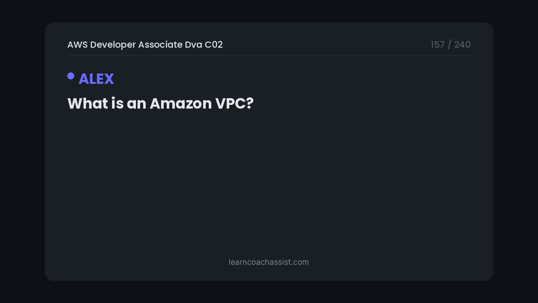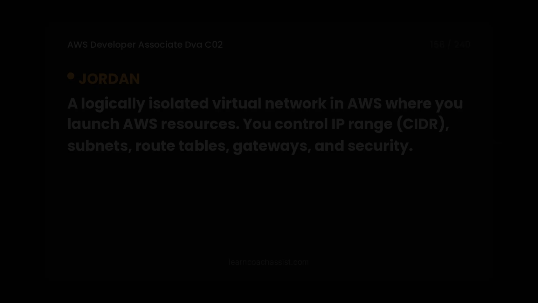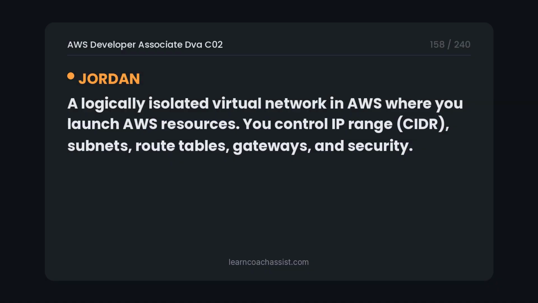What is an Amazon VPC? A logically isolated virtual network in AWS where you launch AWS resources. You control IP range, CIDR, subnets, route tables, gateways, and security.